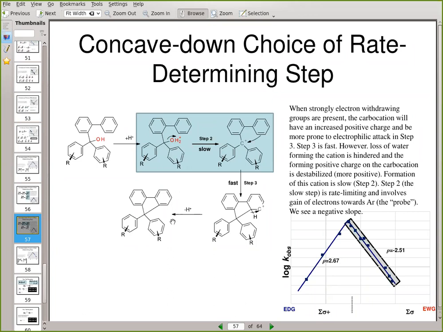Yes, so you would answer it in that way, I agree, but you are missing just one small important piece of information, which is the link between the plot and step 2 and the plot and step 3. So in a question you also need to point out that step 2 will lead to a positive slope and step 3 will lead to a negative slope on the Hammett plot.